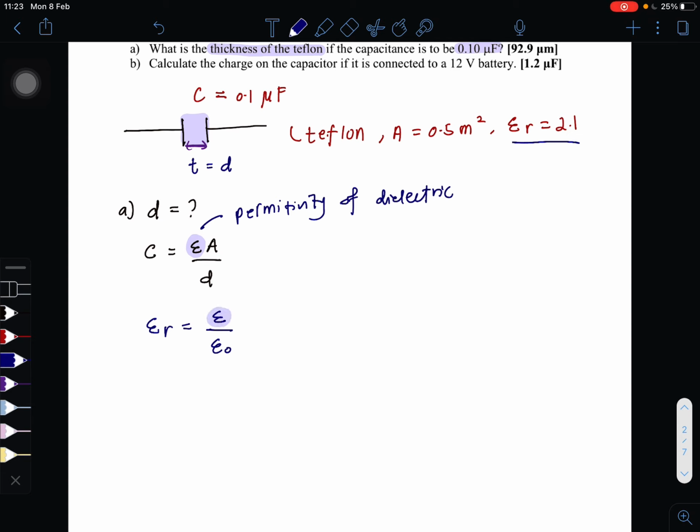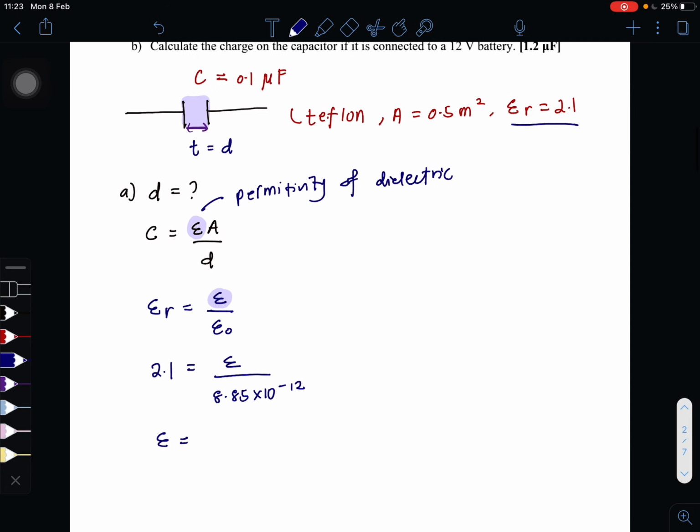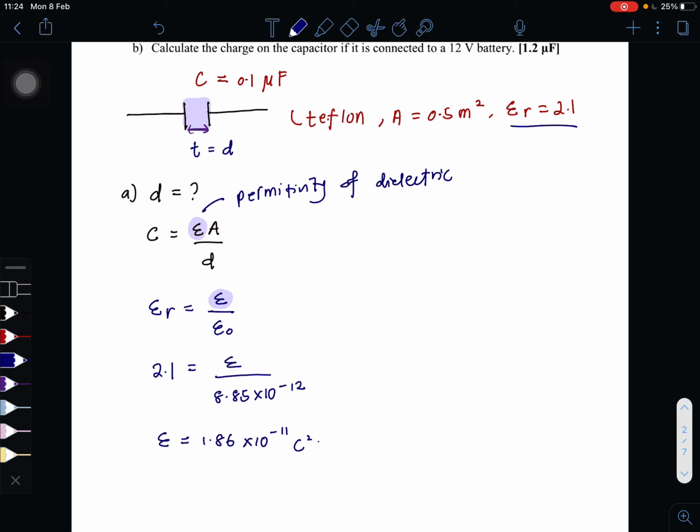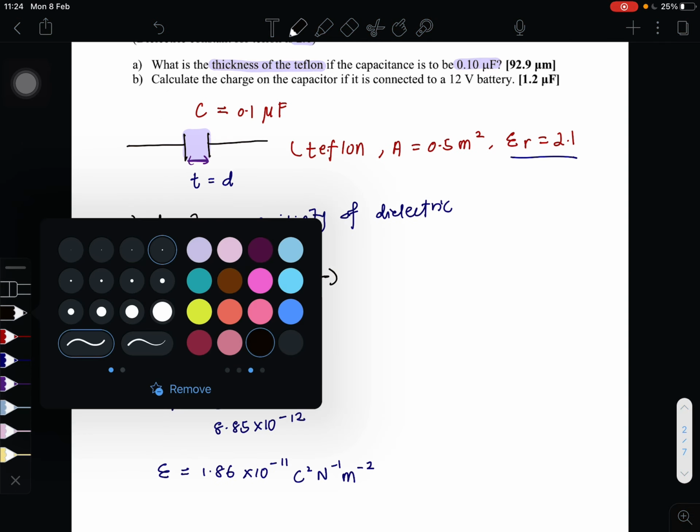So epsilon R is the dielectric constant 2.1. So the epsilon, which is the permittivity of dielectric, divided by epsilon naught, which is the permittivity of free space, which is a constant value at 8.85 exponent negative 12. So the epsilon will be equal to 1.86 exponent negative 11. Okay, its unit is C square, coulomb square per Newton per meter square. So now only then can we find the value for D.